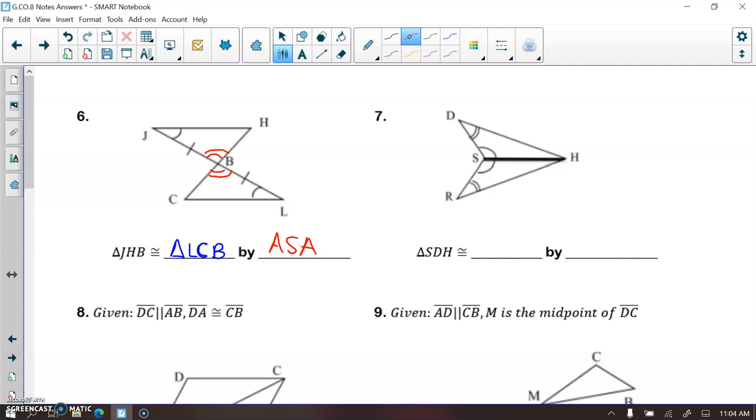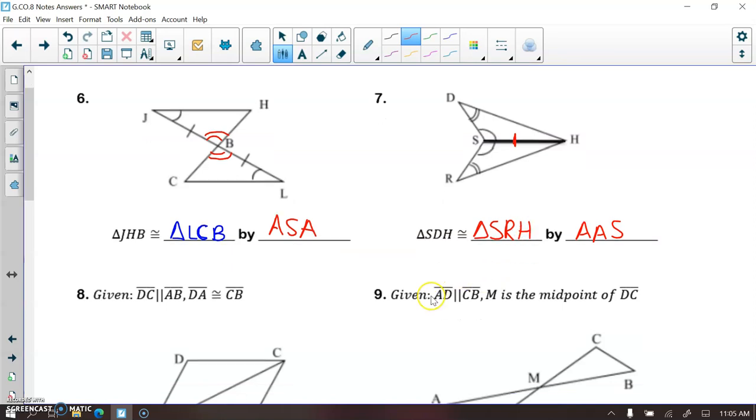All right, my next one, there's a couple of things marked, but also by the reflexive property, SH is congruent to itself. So this is angle, angle, side, because that side's not in between my 2 angles. Angle S on my first triangle is congruent to angle S on my second. Angle D and angle R are congruent, which then by process of elimination, angle H is congruent to itself.